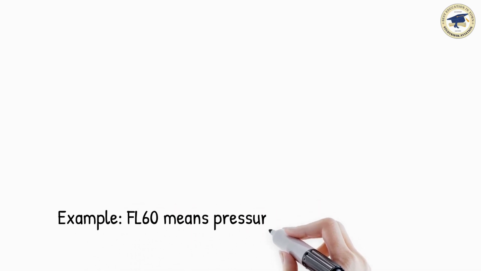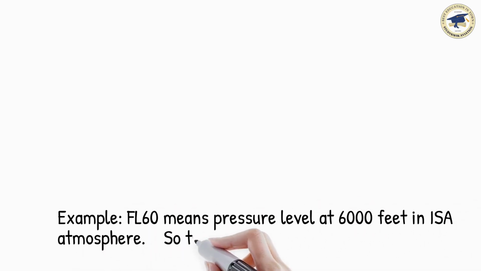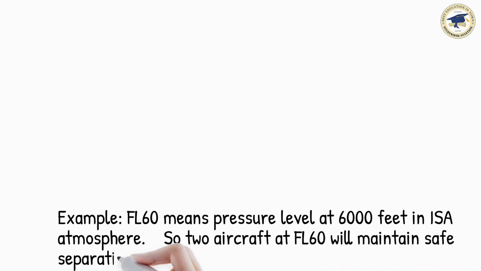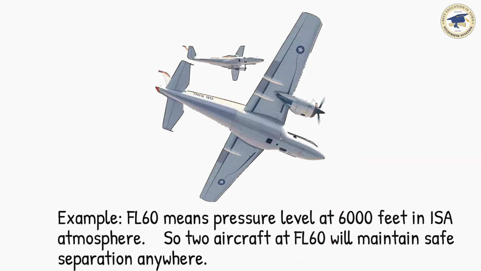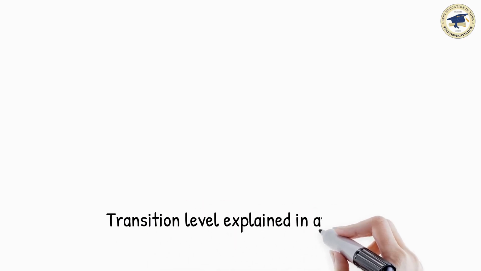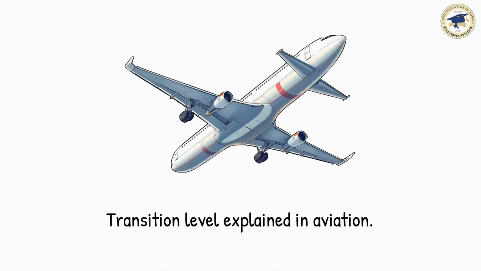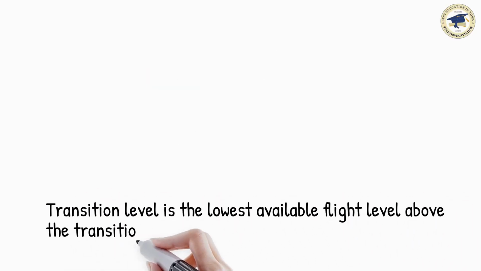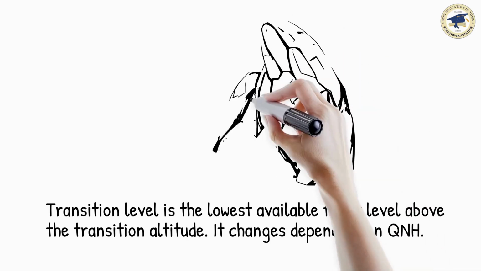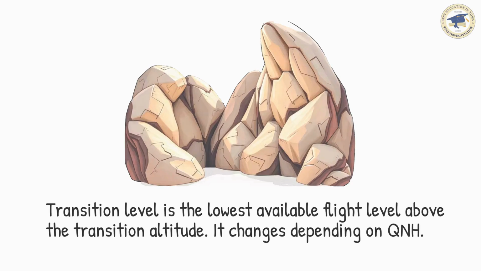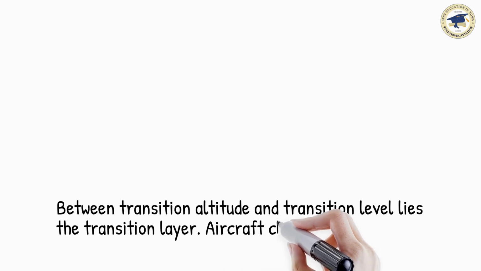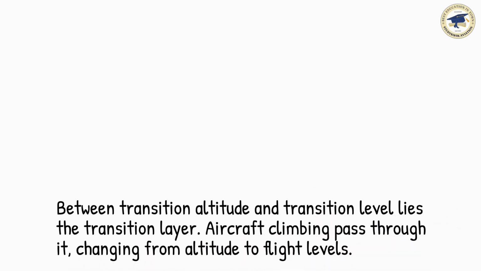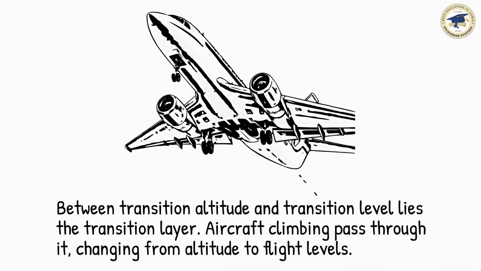Example, flight level 60 means pressure level at 6,000 feet in ISA atmosphere. So two aircraft at flight level 60 will maintain safe separation anywhere. We just learned about transition altitude. Now, let's see transition level. Transition level is the lowest available flight level above the transition altitude. It changes depending on QNH. Between transition altitude and transition level lies the transition layer. Aircraft climbing pass through it, changing from altitude to flight levels.